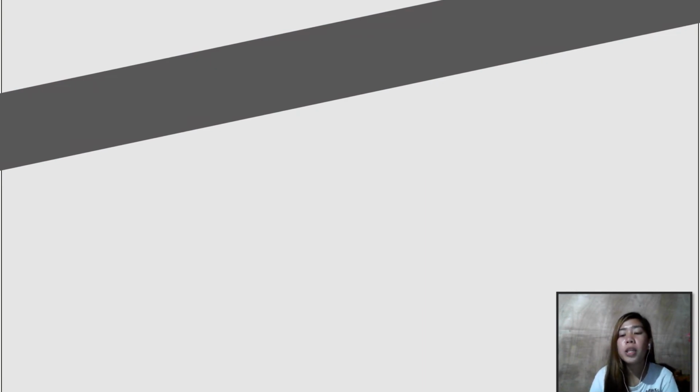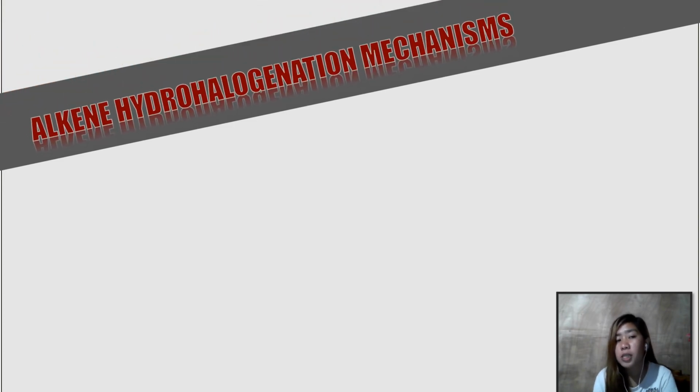So, you already have an idea of the Markovnikov rule, which means that you already know how to write the product when we're dealing with symmetrically and asymmetrically substituted alkenes. But to give you an idea of what is really happening within the hydrohalogenation process, let's break it down into different steps. So here, I'm going to discuss the alkene hydrohalogenation mechanisms.